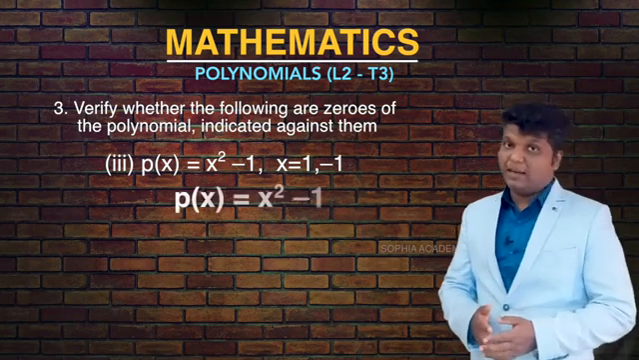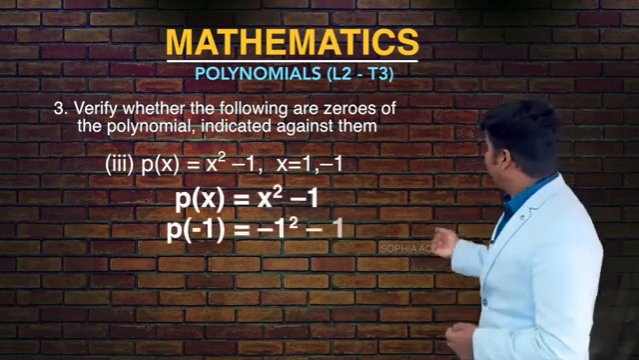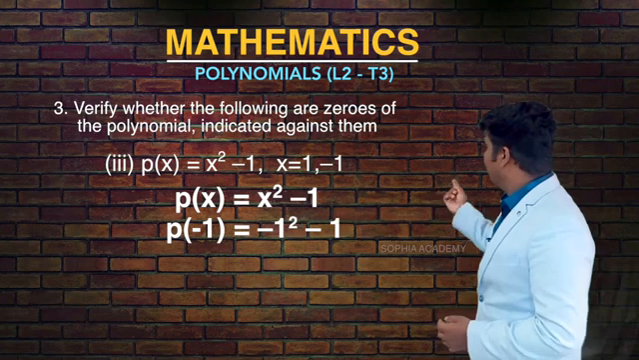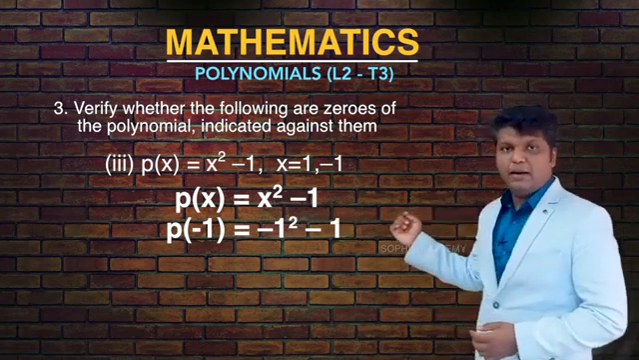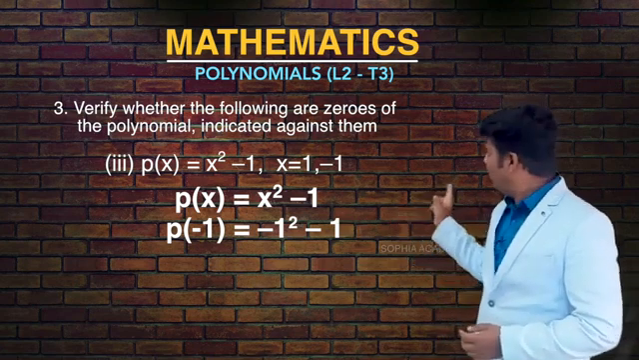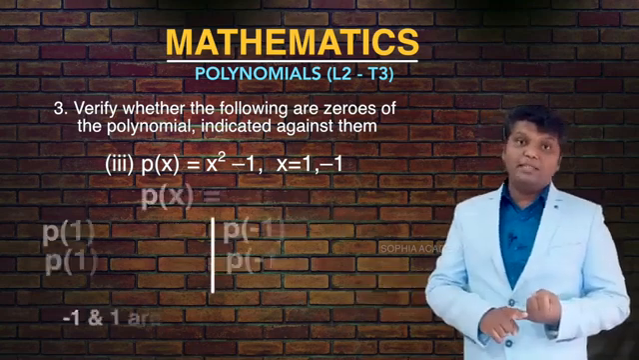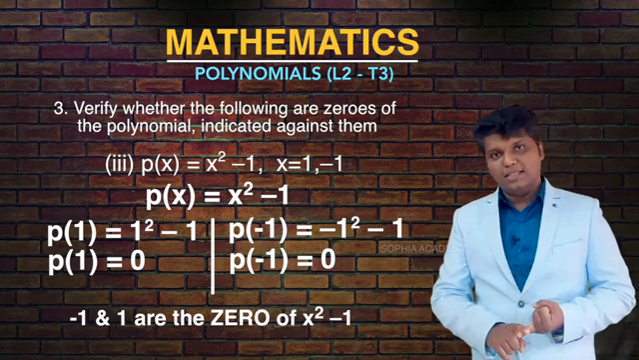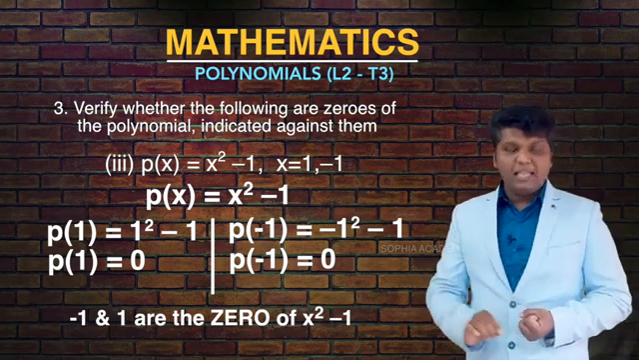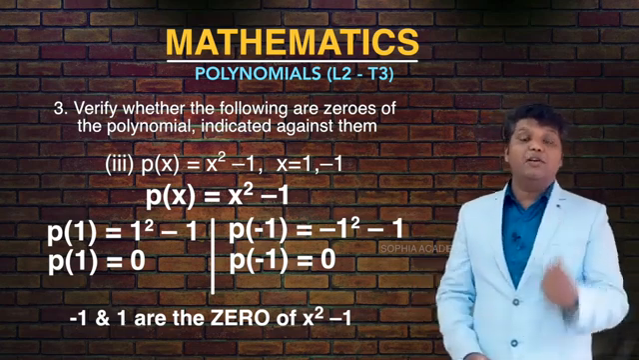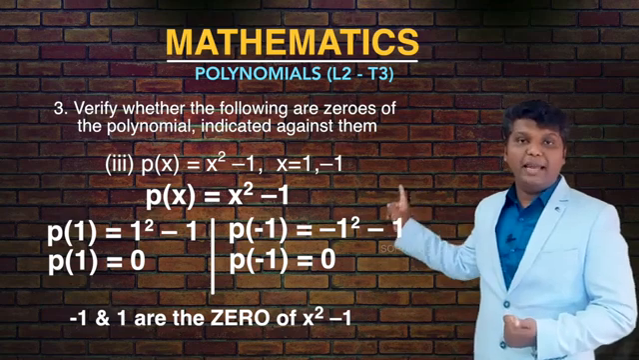Now let us go for the second one, P of minus 1. Let us check that one also. P of minus 1 is equal to minus 1 square minus 1. What is minus 1 square? It is plus 1, right? So 1 minus 1 again, that is equal to 0. So P of 1 you got as 0, and P of minus 1 also you got as 0. So you can say minus 1 and 1 are the zeros of the given polynomial x square minus 1.